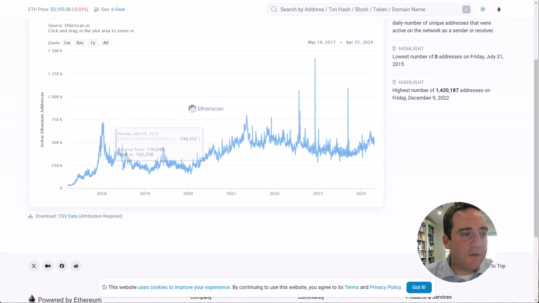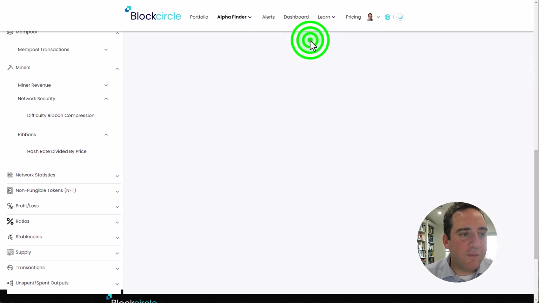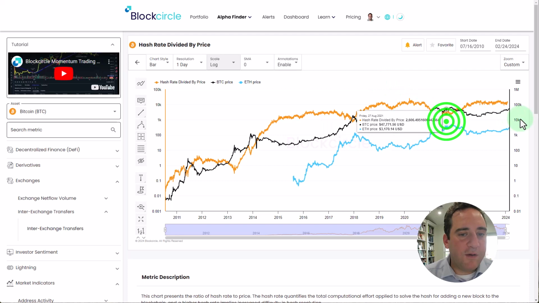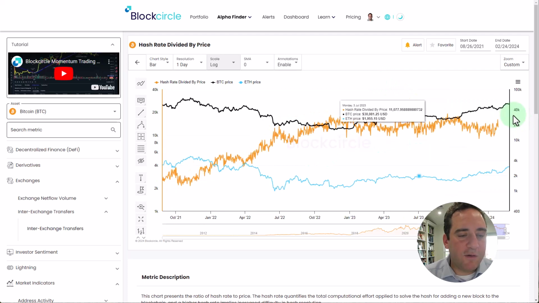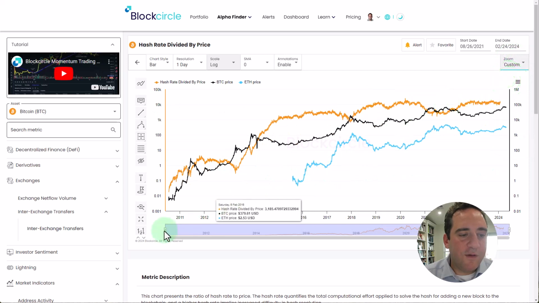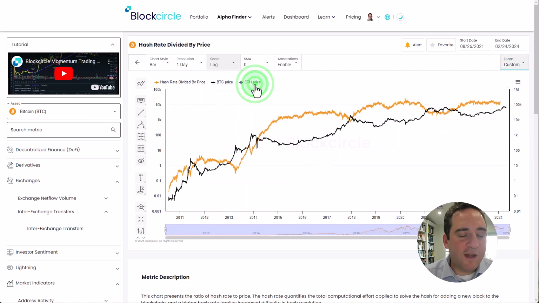And we have it also in the actual platform itself. We also have hash rate divided by price for the Bitcoin blockchain. This basically tells you a very good high-level overview of when the market is extremely hot. And you could see that whenever the hash rate divided by price plummets, that could potentially be an early indication of a market peak.